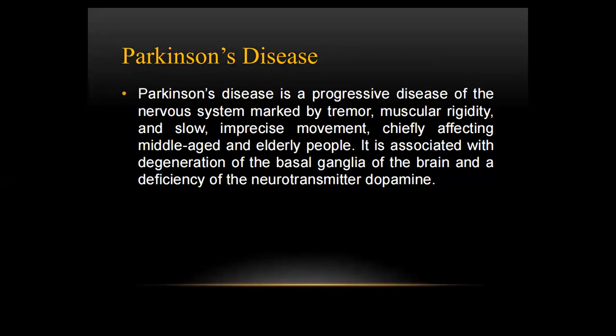So our first topic is about Parkinson's disease. Parkinson's disease is a progressive nervous system disease marked by tremor, muscular rigidity, and slow, paced movement, chiefly affecting middle-aged and elderly people. It is associated with the deterioration of the basal ganglia of the brain and the deficit of the neurotransmitter dopamine. So in this case, there is reduced dopamine.